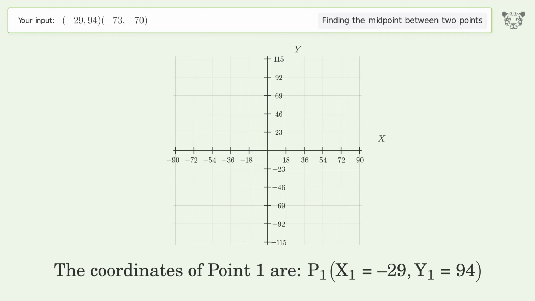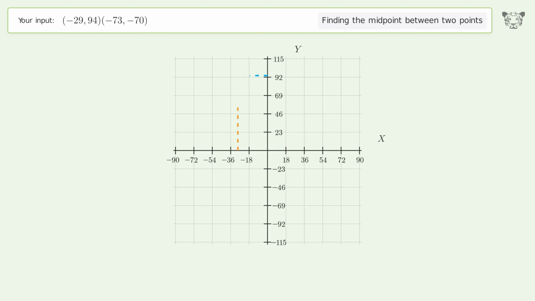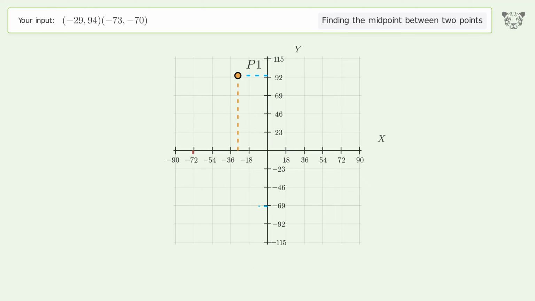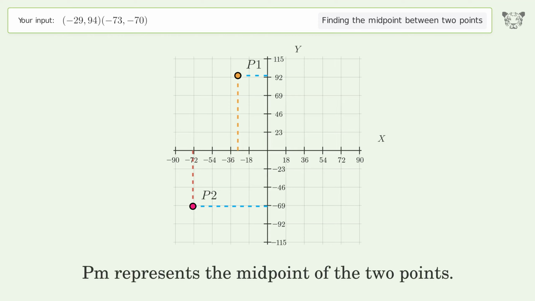The coordinates of point 1 are, x1 equals -29, y1 equals 94. The coordinates of point 2 are, x2 equals -73, y2 equals -70. PM represents the midpoint of the 2 points.